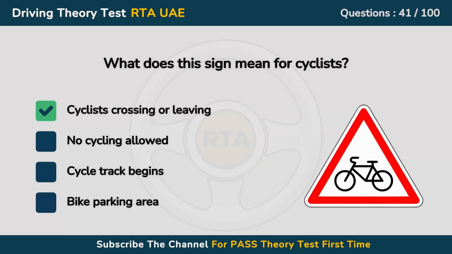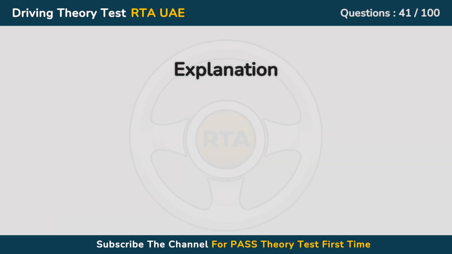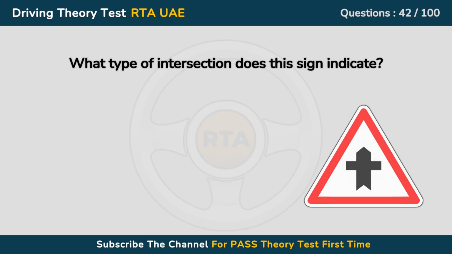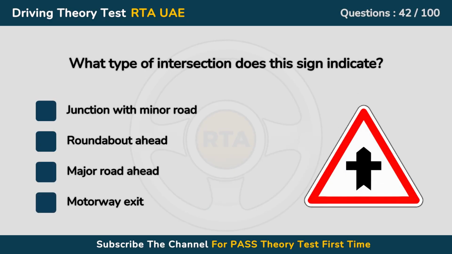Answers is A. Cyclists crossing or leaving. This sign warns drivers of cyclists on the road. Drivers should be prepared for cyclists and maintain a safe distance. Question 42. What type of intersection does this sign indicate?